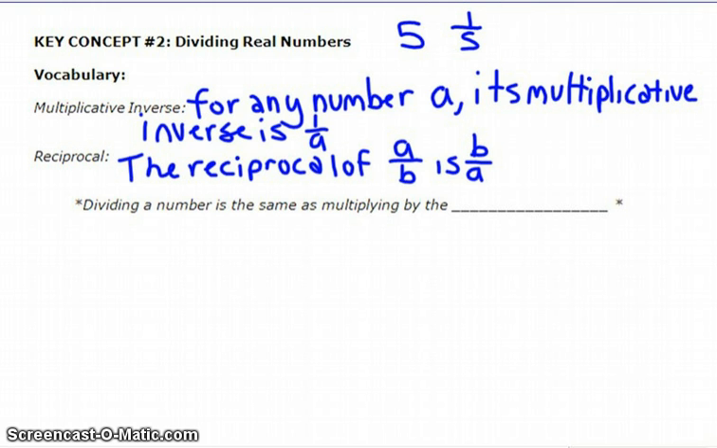We also have reciprocals. Now a reciprocal is if you have A over B, the reciprocal of it is B over A. Basically, you're flipping the numerator and the denominator. This is important when we're dividing because we can't really divide without a calculator, but instead of dividing by a number, we can multiply by the reciprocal. So we can change division into multiplication.